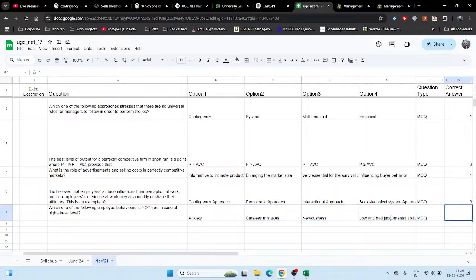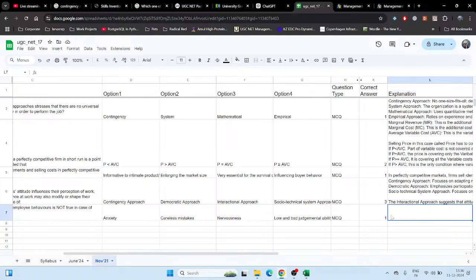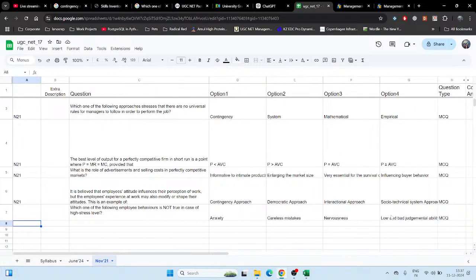This is very subjective. Objectivity is hard to find here. The objectivity can be established with respect to option for low and bad judgmental ability. If you are highly stressed, your brain will release cortisol, which will hinder the process of making good decisions, good judgments. Anxiety, nervousness is true. You might have careless mistakes also, but they are portraying it as if you can make careless mistakes in high stress situations, but you can also make careless mistakes otherwise when not in high stress situations.